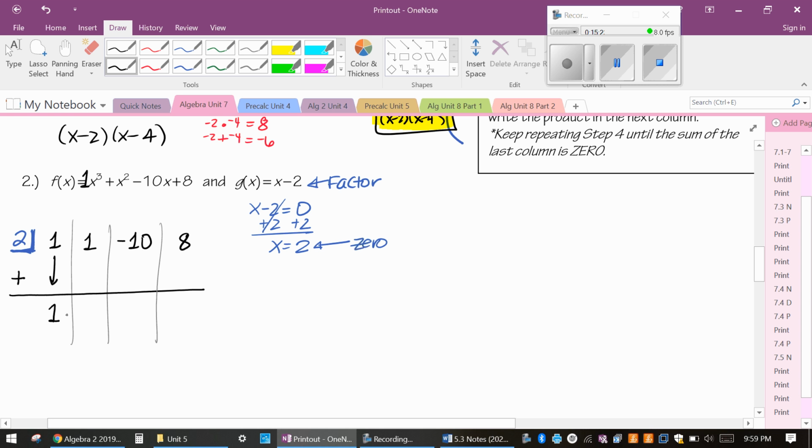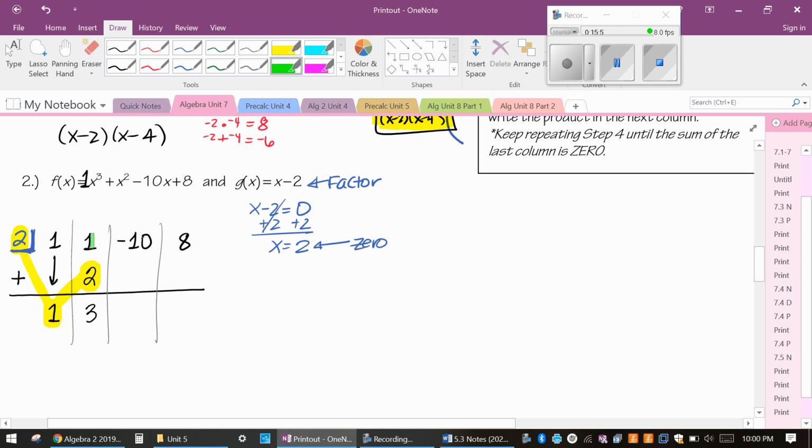Now we're going to start multiplying, adding, multiplying, adding. I call it ma, ma, ma, ma. And you're going to do that until your last column has a sum of 0. So I'm going to go ahead and multiply my zero with the number at the bottom and put it in my next column. So 2 times 1 is 2. Then I'm going to add the numbers in this column, which would be 3. That's the ma. So multiply and then add.